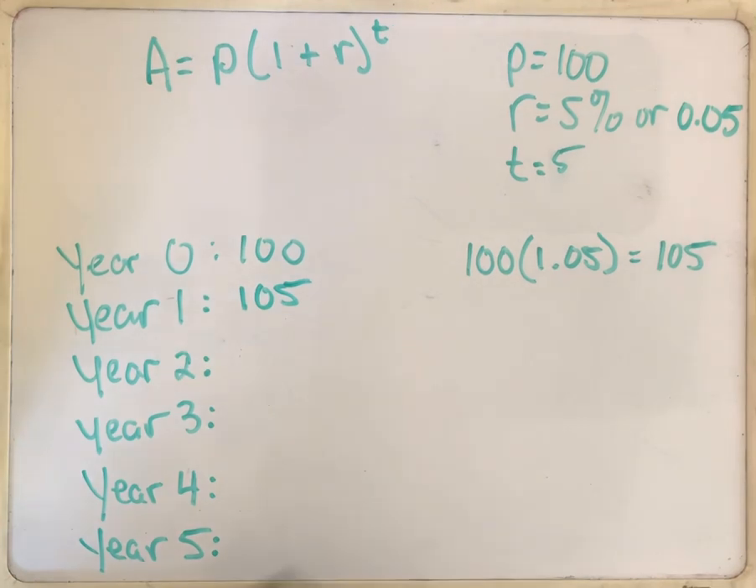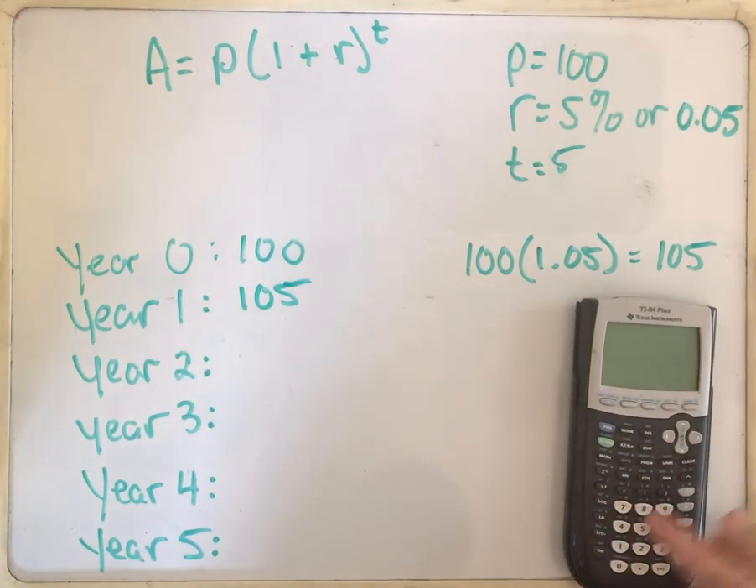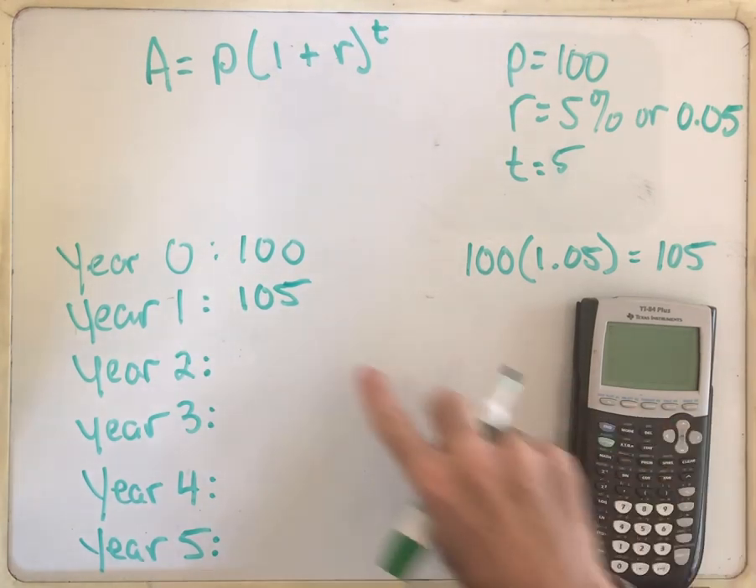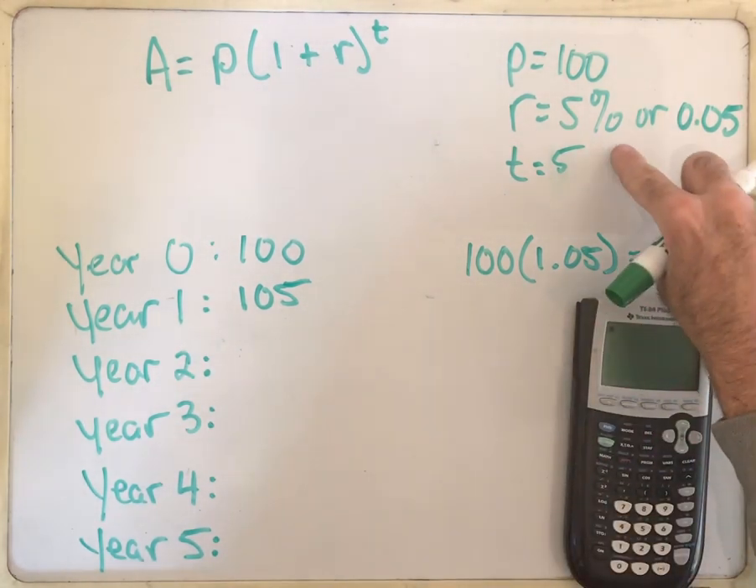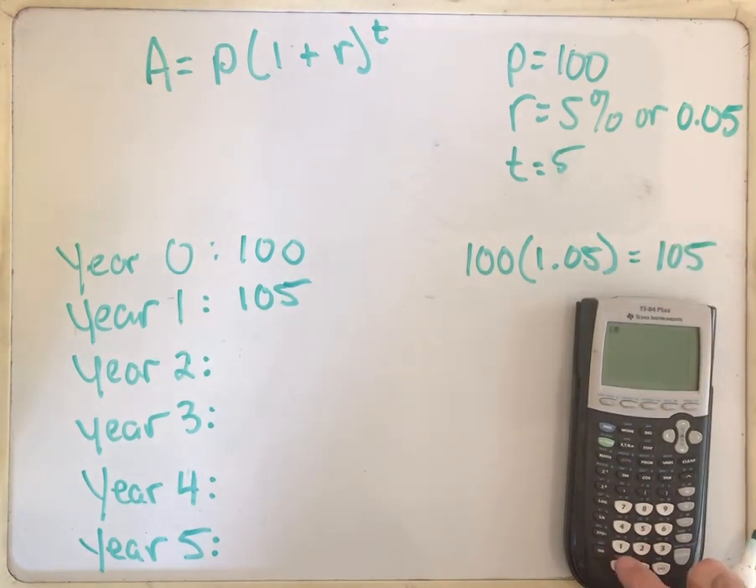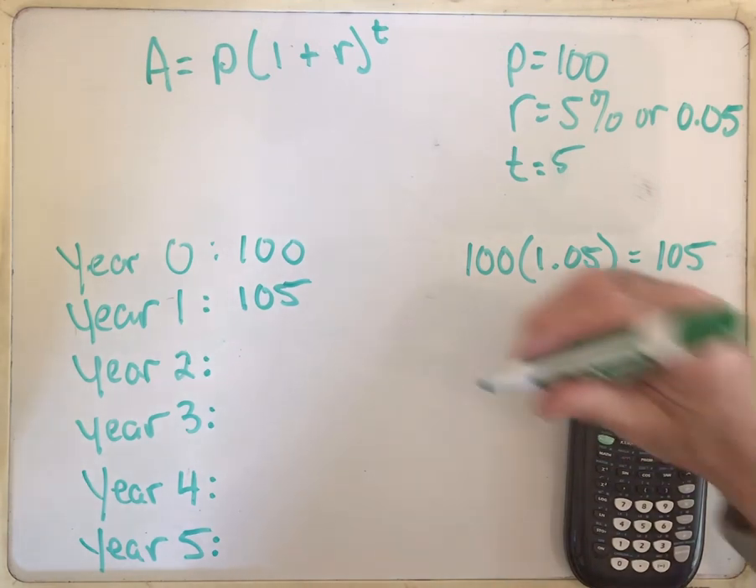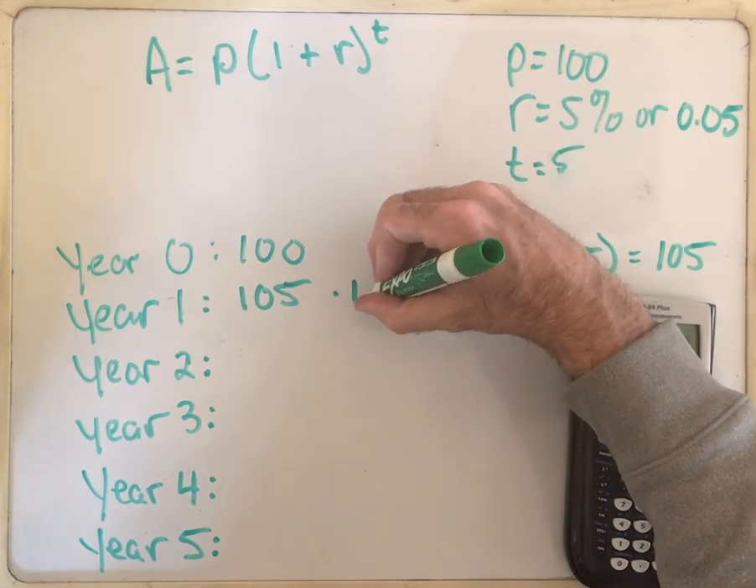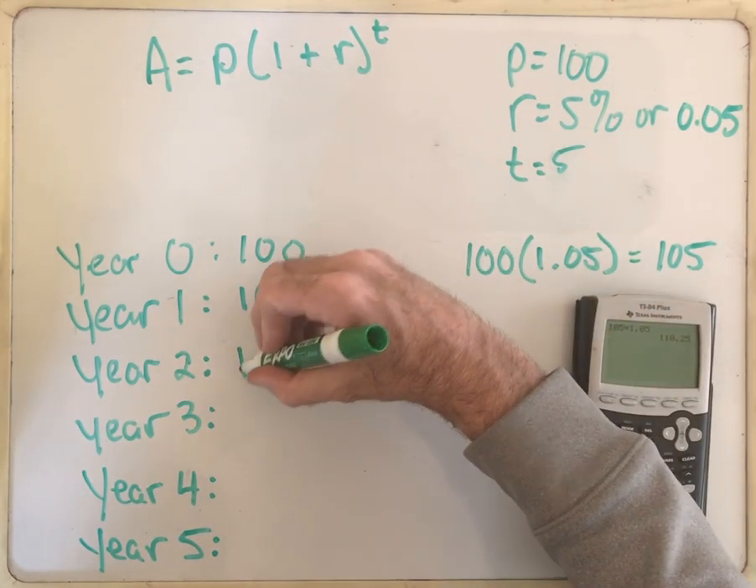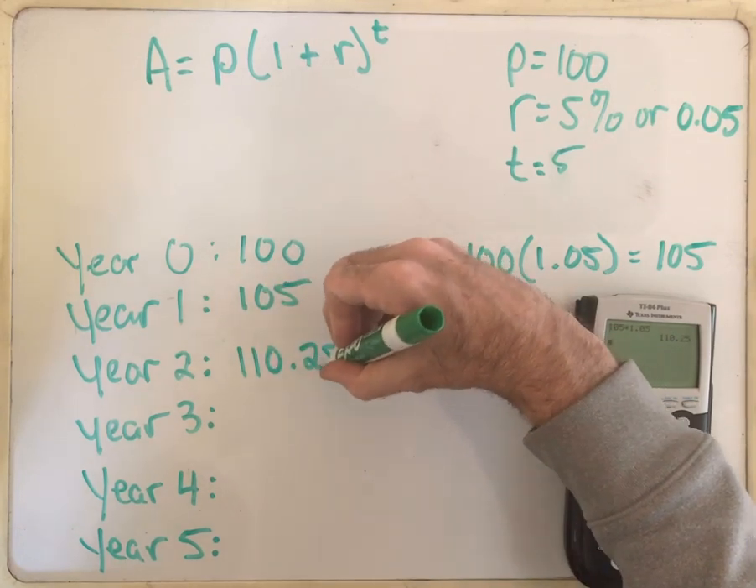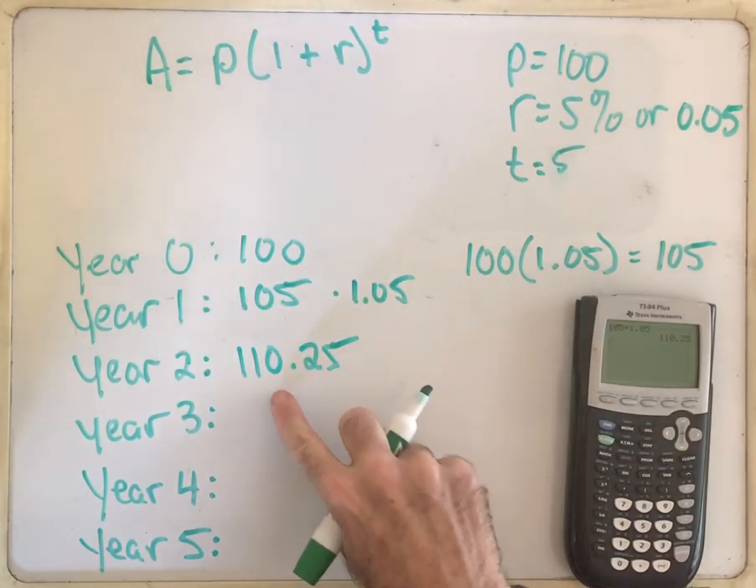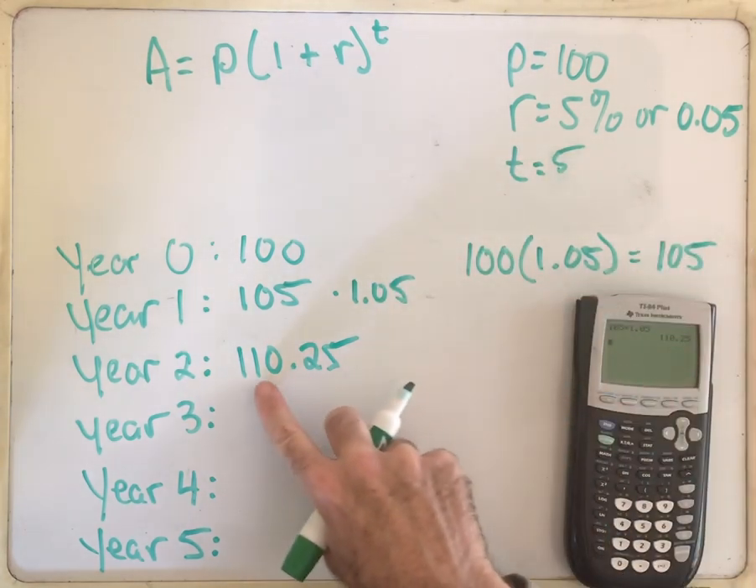Okay, so after year 1, we've got $105. Okay, so now let's bring our old calculator in here. After the first year, we've got $105, and we're going to do 5% of that. So now I've got 105 times 1.05. And if you punch this into your calculator, you should get 110.25. Okay, so after year 2, my $100 has now grown into $110.25.